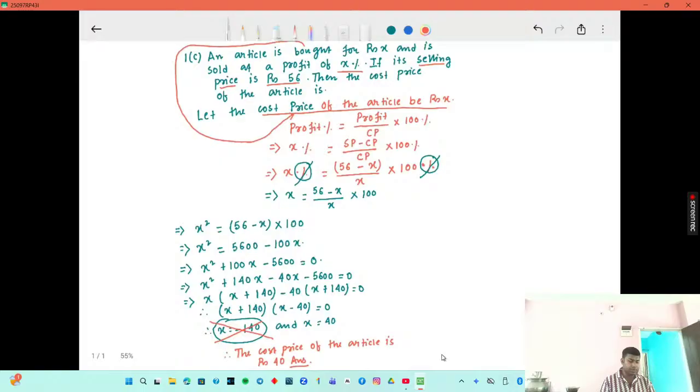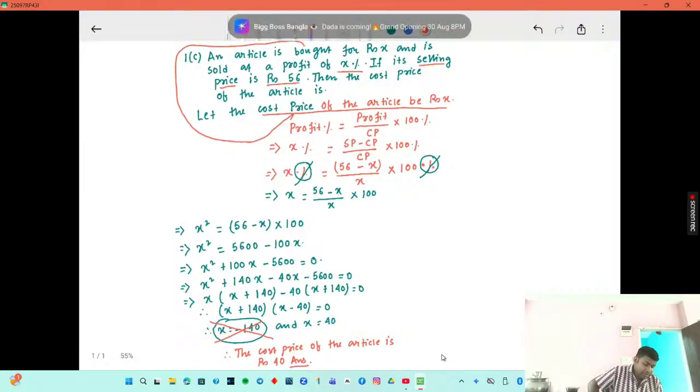So what is the cost price of this article? The cost price of the article is rupees 40, and we have to ignore the negative value because the cost price of the article can never be negative. So now I will jump to the next question. If you have any problem, then you can ask in the chat box. I will definitely answer you.